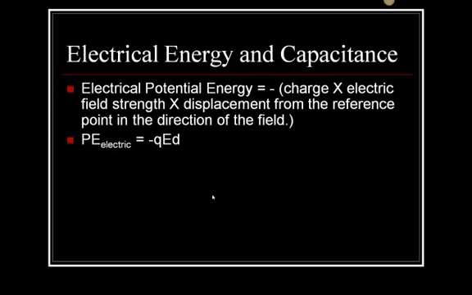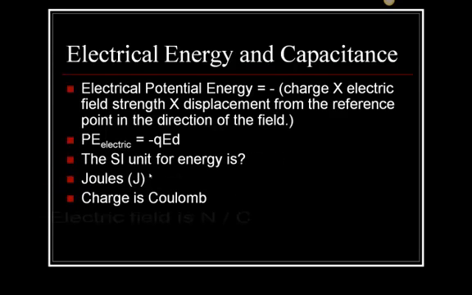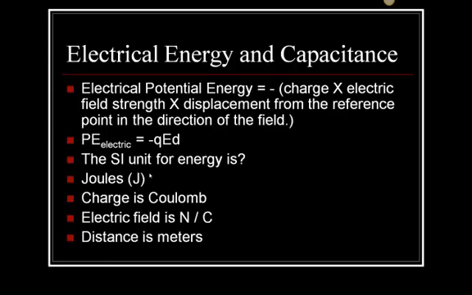Basically, the electric potential energy is equal to negative Q, E, d. Q is the charge, capital E is electric field, and d is the distance, as you read up there, the displacement from the reference point in the direction of the field. This seems kind of complicated, but they're actually pretty easy. Remember, all energies are in joules, Q is in coulombs, E, electric field, is in newtons per coulomb, and the distance is in meters. The SI unit for energy is joules, and we have coulombs, newtons per coulomb, and meters, just what I just said.